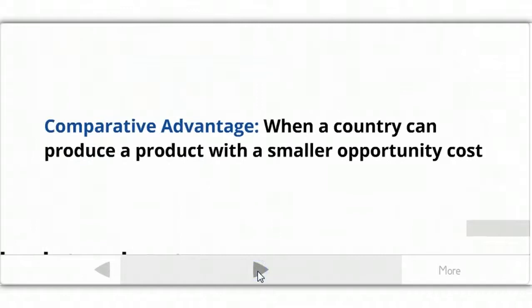Comparative advantage is when a country can produce this product with a smaller opportunity cost. Remember what opportunity cost is. It's the cost of the next best thing you give up. So whenever a country chooses to make a product, let's say an iPod, there's another product it's not making with that time, and that other product is its opportunity cost. We have comparative advantage when we have the smallest opportunity cost in making a product. It means we give up the least.